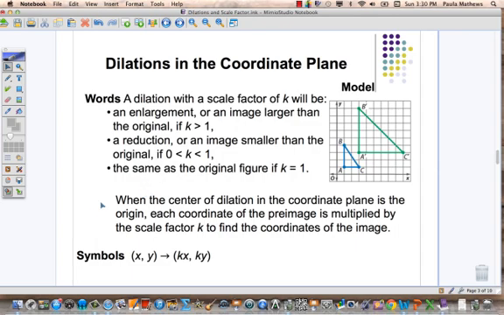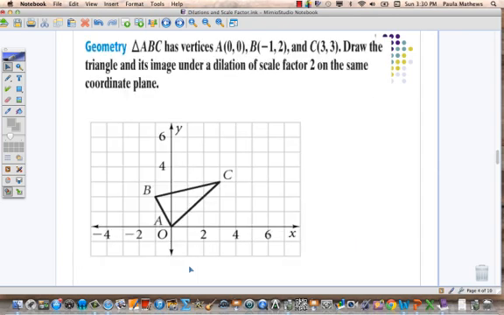So when the center of dilation in the coordinate plane is the origin, and remember the origin is 0, 0, then each coordinate in the pre-image is multiplied by the scale factor k to find the coordinates of the new image. And so we are going to algebraically represent that as every ordered pair (x, y) will go to the new ordered pair (kx, ky). And so again, k is going to be that scale factor, our multiplier.